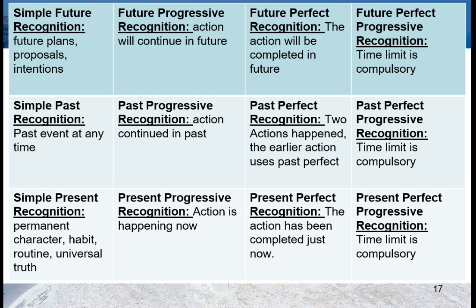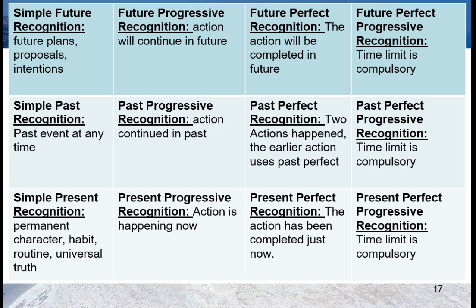Present progressive: action is happening now. If you write what are you doing, what is your brother doing, what is your father doing, so that is present progressive tense. Action continued in past, action will continue in future. Present perfect, its recognition is the action has been completed just now. For instance, you have just taken breakfast, you have just watched a movie, so it is present perfect.